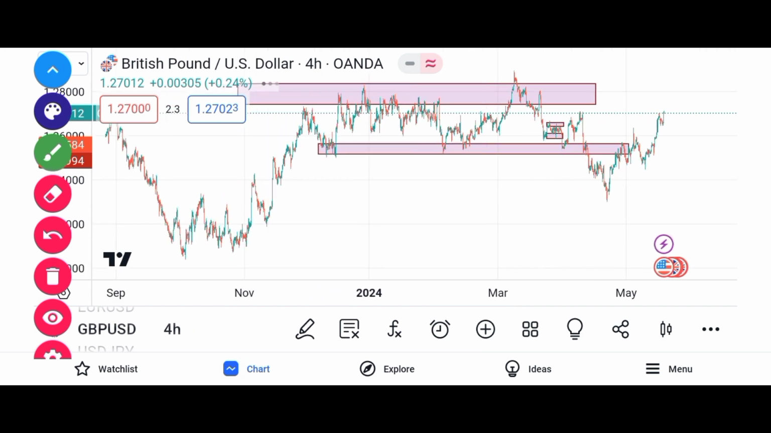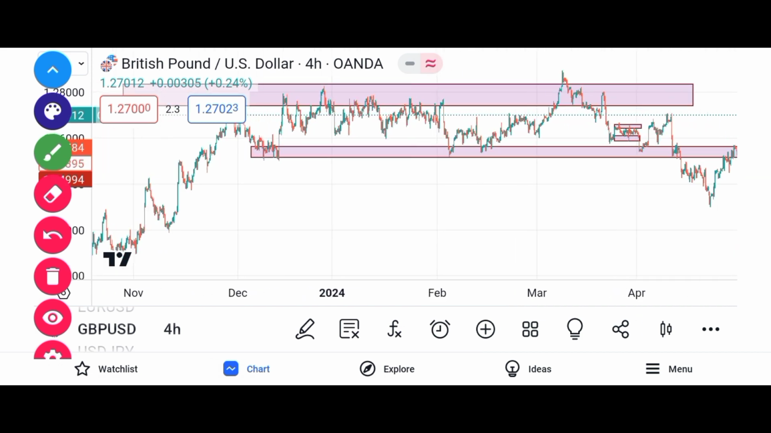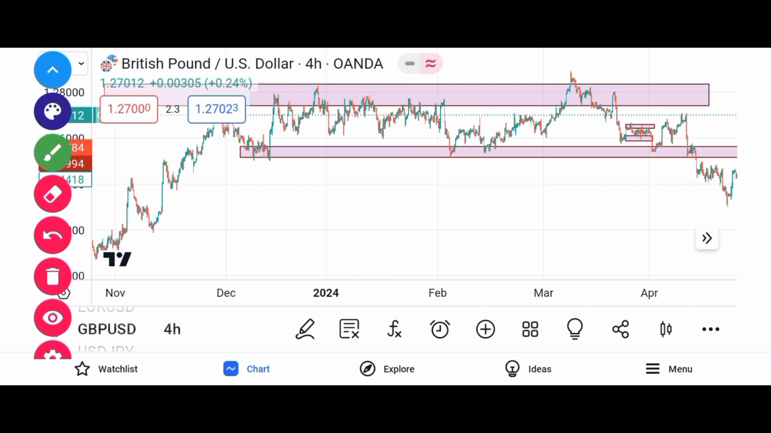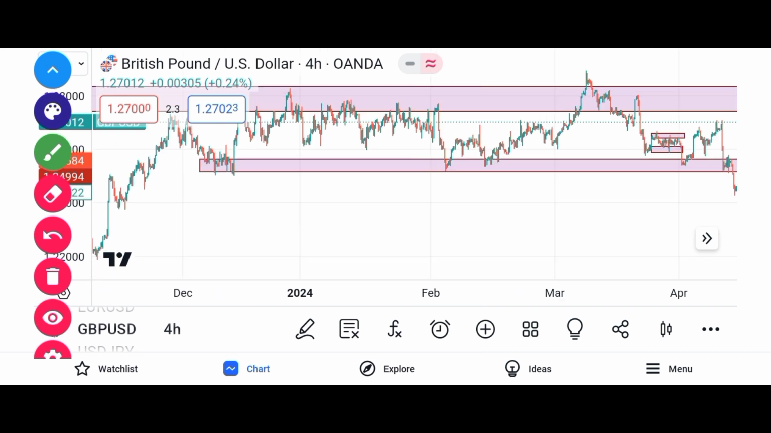As you can see, there was a support and resistance here. I believe you can see this. There was support and resistance here. Now, how or when could we have been able to enter any of these trades? When exactly could we have been able to enter it? Now, let's zoom in.